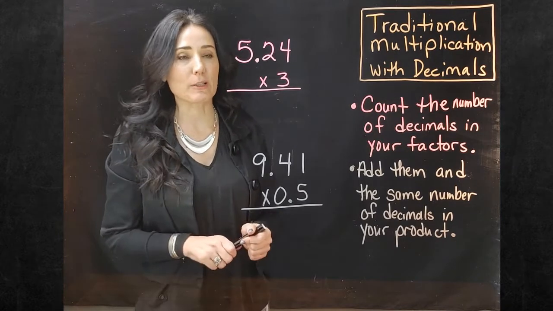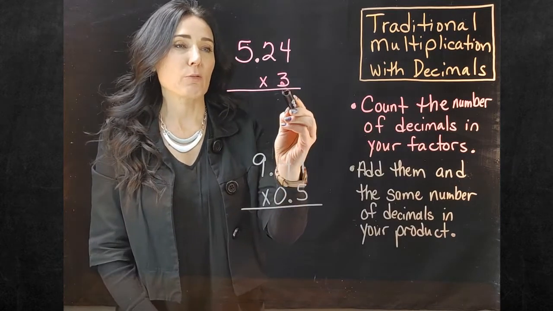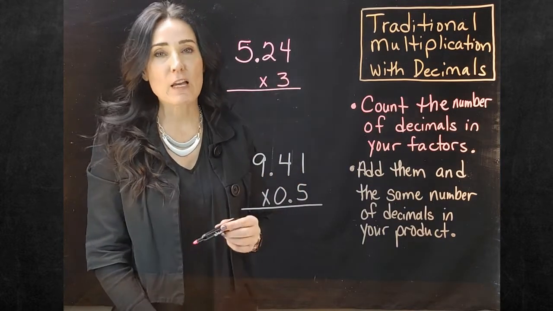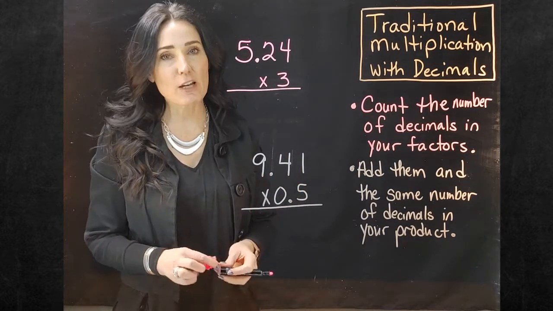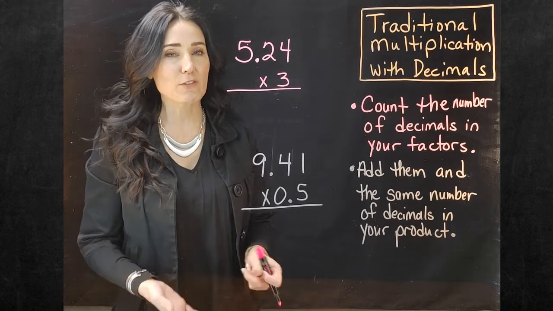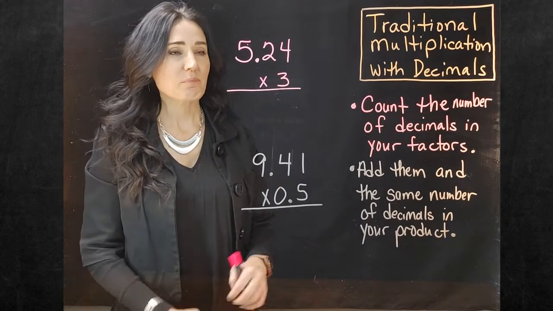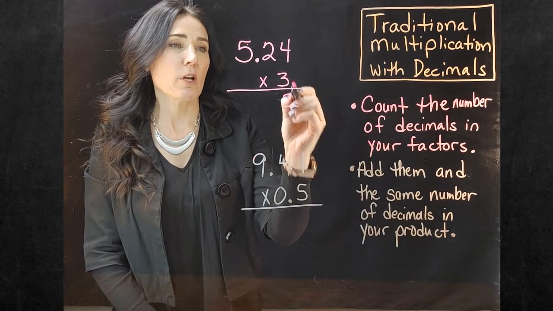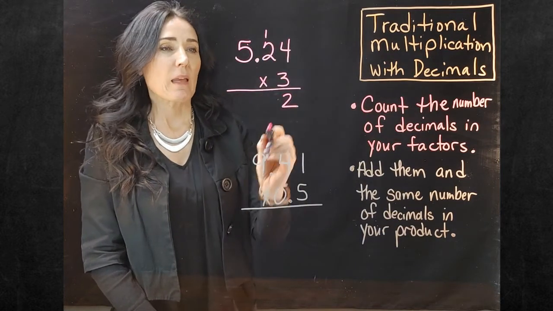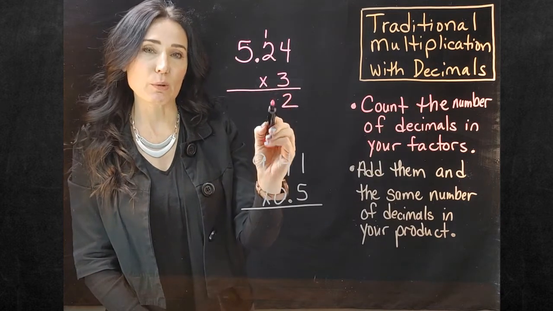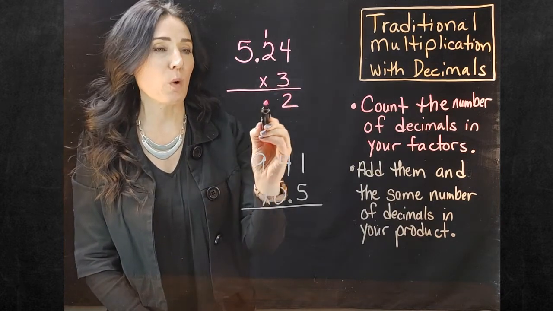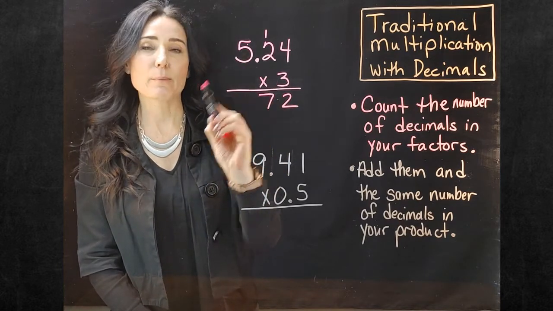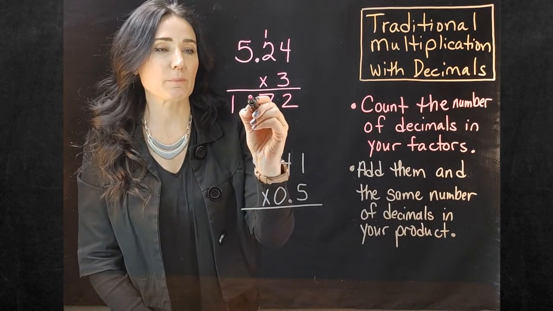So let's get started. So we're going to start by multiplying 3 times 4, then 3 times 2, and 3 times 5. Now each one of those digits has place value, so we want to make sure we have the proper place value when we are all done. So let's take 4 times 3, which is 12. We're going to carry the 1. And then we take 3 times 2, which is 6, plus 1, which is 7. And then we take 5 times 3, which is 15.